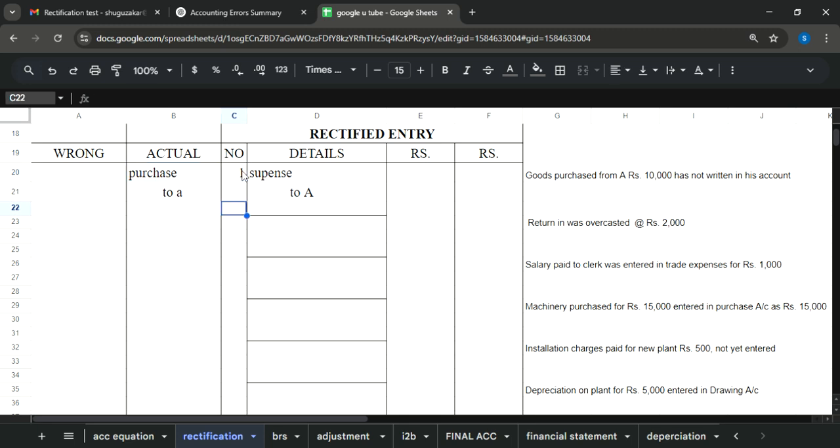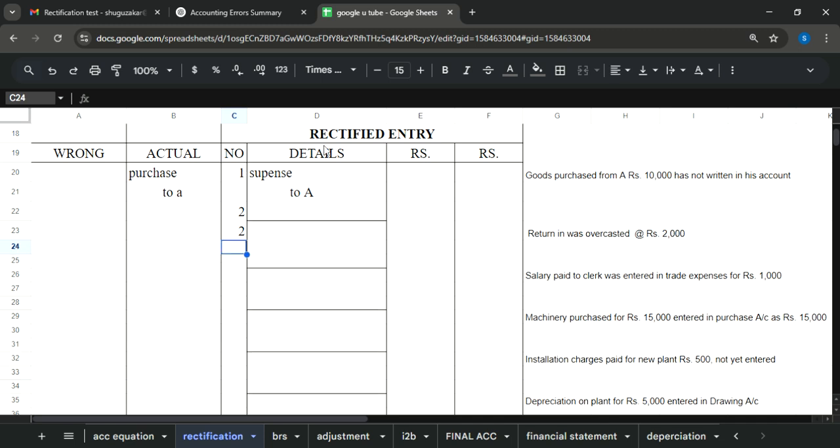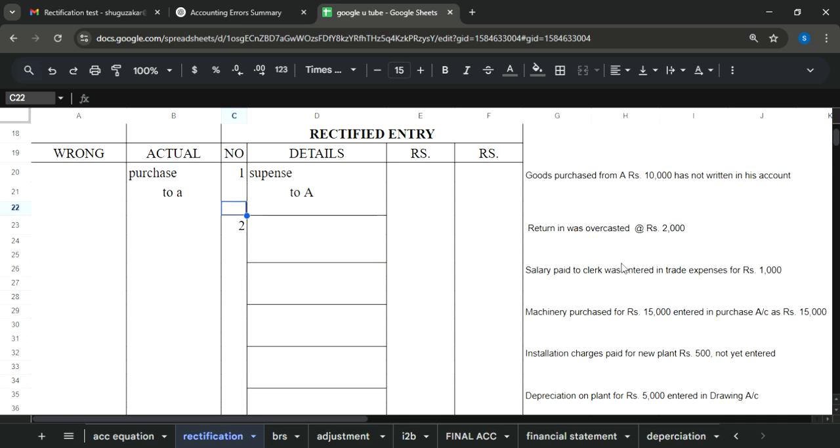Now we will see entry number 2, and entry number 2 is saying return inward. So first of all, you will make up your mind where return inward should be written in actual. So return inward means goods are coming in. There is an increase in asset, which should be debited. So return inward in actual place is debit.